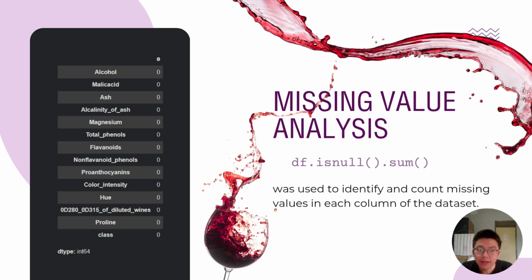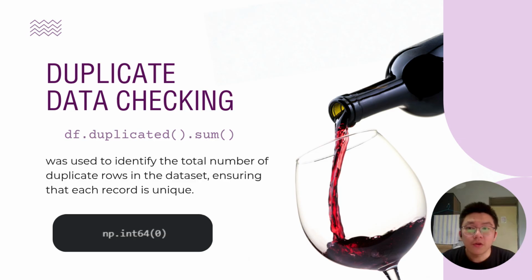df.isnull().sum() to identify and count missing values in each column of the dataset, which returns zero missing values. We also perform duplicate data checking by using df.duplicated().sum() to identify the total number of duplicate rows in the dataset, ensuring that each record is unique, where it returns zero duplicate records.